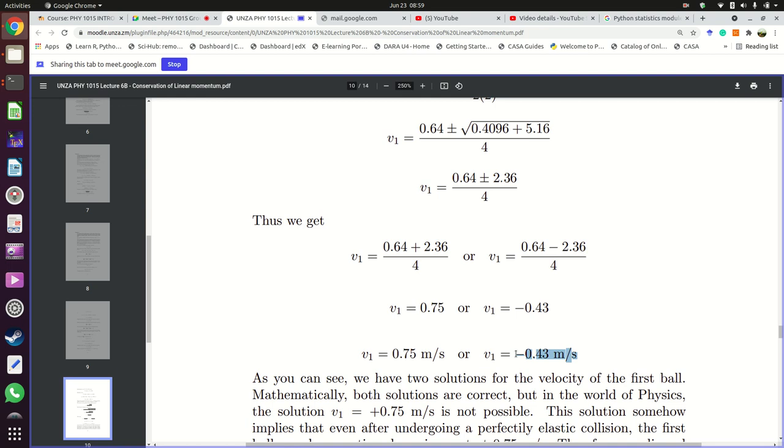Now, this velocity we have seen before, the velocity of minus 0.43 meters per second was the velocity of the second ball which was moving west. So, when the bounce happens, the first ball moves westwards with the velocity of the second ball. Are we clear?